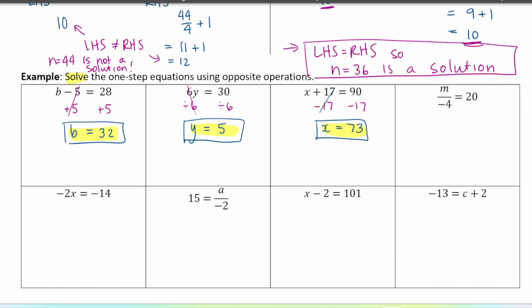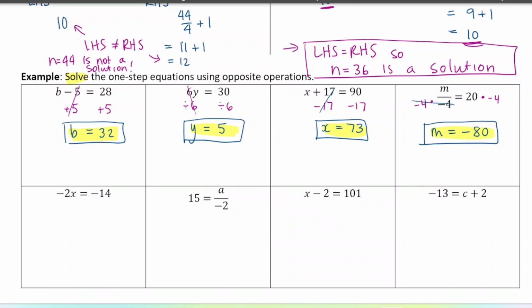Last one here on this row, m divided by negative 4 is 20. So the m is being divided by negative 4, so we're going to do the opposite of that, which is to multiply by negative 4. Because that'll cancel out the negative 4's. 20 times negative 4 is negative 80. That's my final answer. Okay, so that's what it means to solve. It means find out what the value of the variable is.